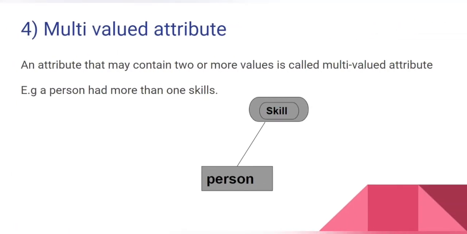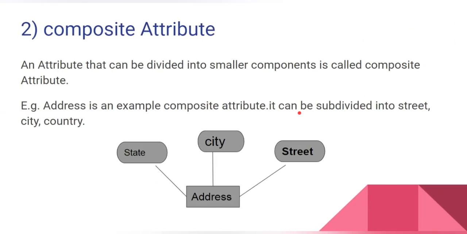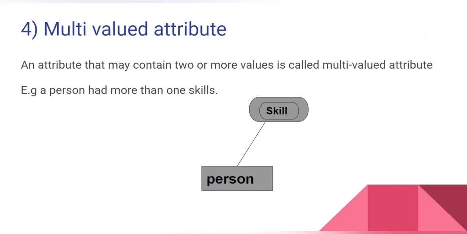Then multivalue attributes. An attribute that may contain two or more values is called a multivalue attribute. For example, if I have a person, they have skills, and skill is double circled, because a person can have more than one skill. So it is called a multivalue attribute. If we consider this, the composite attribute is also called a multivalue attribute because it contains more than one value.